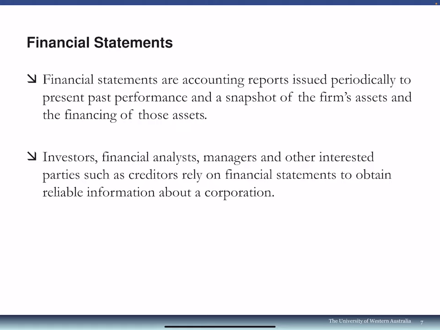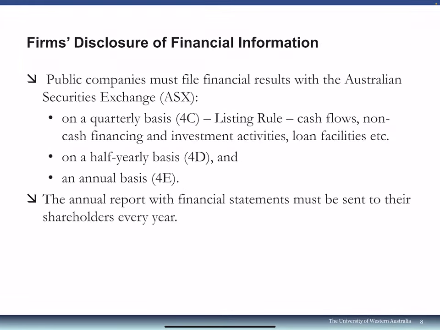As a company listed on the ASX, you need to file financial results so that some key financial metrics are available to the public, not just existing shareholders. The naming convention depends on the frequency. If you announce and issue them on a quarterly basis, that would be 4C, half yearly basis would be 4D, and annual basis would be 4E.